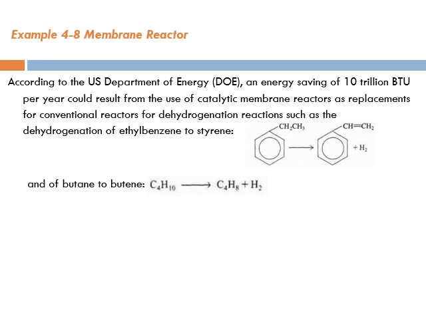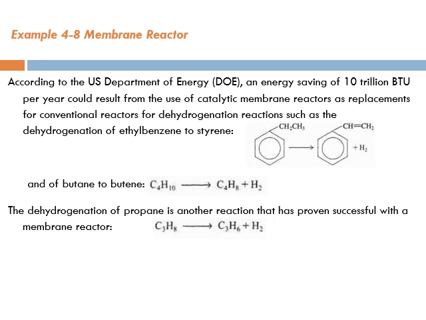According to the US Department of Energy, DOE, an energy saving of 10 trillion BTU per year could result from the use of catalytic membrane reactors as replacements for conventional reactors for dehydrogenation reactions such as the dehydrogenation of ethylbenzene to styrene and of butane to butene.